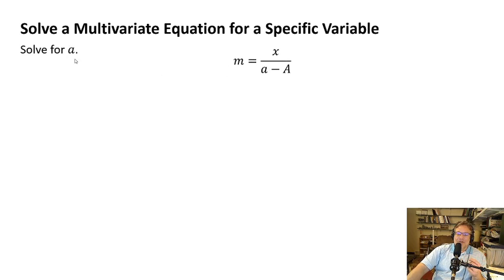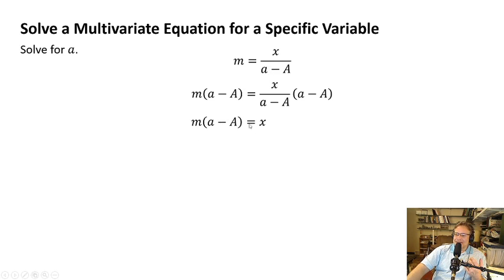If we want to solve for a particular variable and get this variable by itself, how would we do this? Well, what would we do if we had a minus 2 here and a number here and a number here? We'd do the exact same thing. We would multiply both sides by a minus A here, making it so that this denominator disappears. It's going to cancel out over here with this one, leaving behind just m times a minus A is equal to x. That's at least going to get this variable out of the denominator.